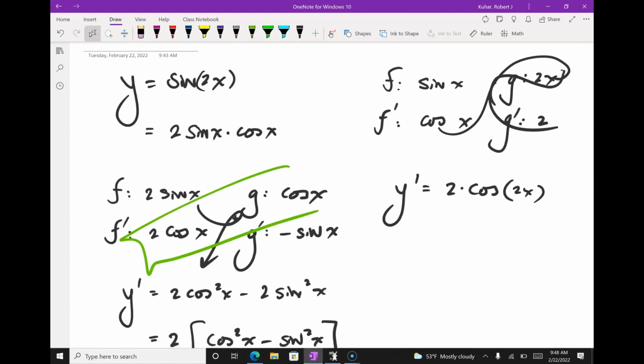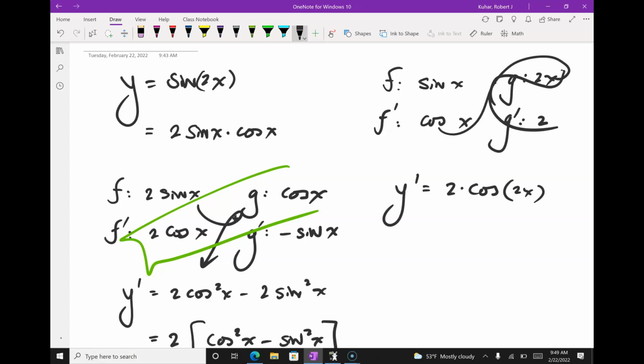Instead of this loop, I like just thinking of the outside function. So the derivative of the outside is cosine. Keep the cat in the box, then times the derivative of the inside function, right? We okay? Another one? Let's do one that we have to do with the chain rule, okay?